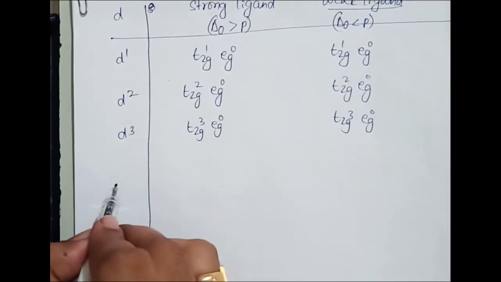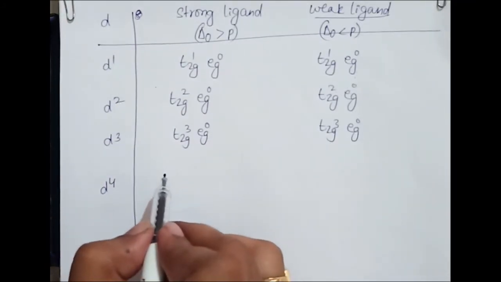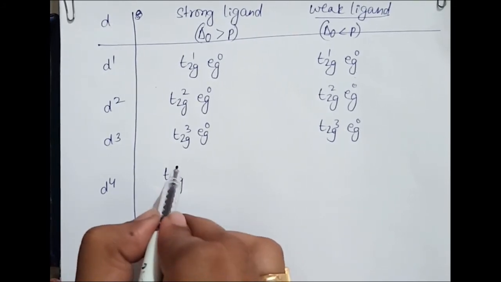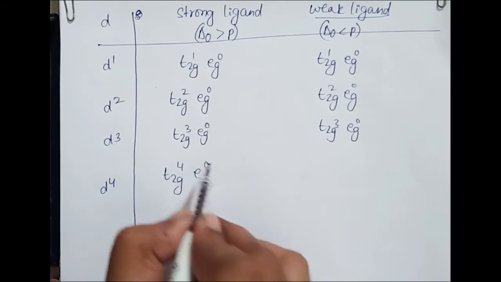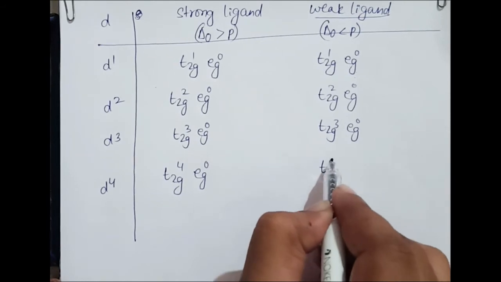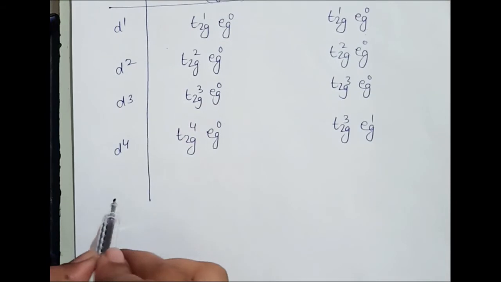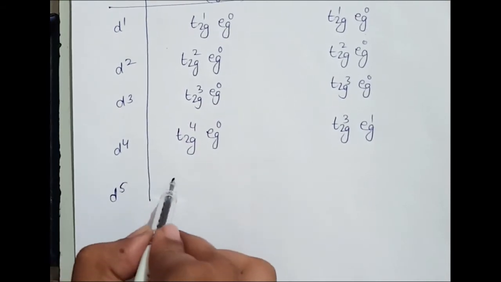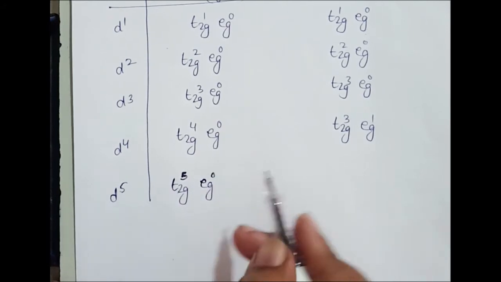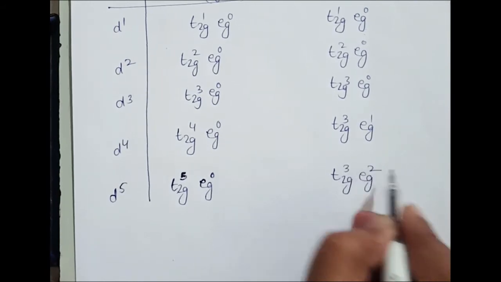For d2, t2g2 eg0, here also t2g2 eg0, so there won't be any problem. d3, t2g3 eg0, same here t2g3 eg0. Now the problem comes from the fourth electron. If the ligand is strong, the electron will be paired there itself. So you can say t2g4 eg0 if strong ligand, and if it is a weak ligand, t2g3 eg1. Now d5, if it is a d5 system, the fifth electron will go to t2g5 eg0, and if weak, t2g3 eg2. Got it?